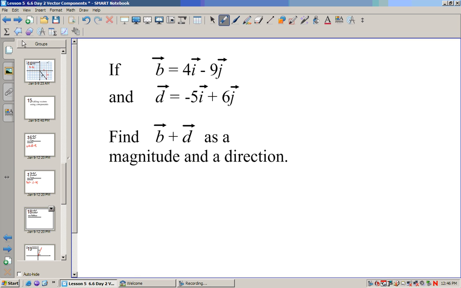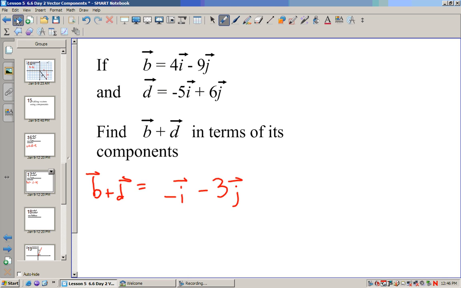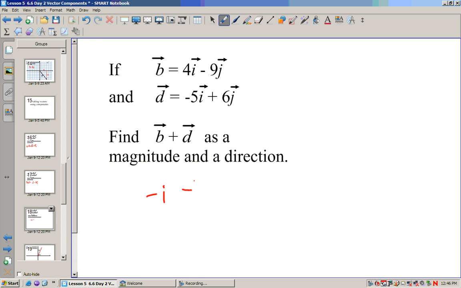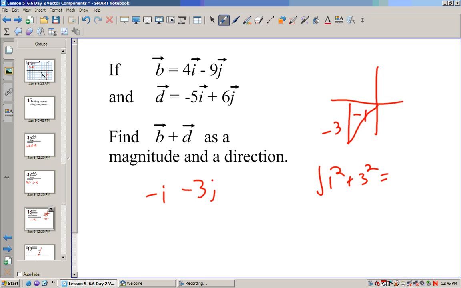Now find b plus d as magnitude and direction. Well, if we look back at this, negative i minus 3j, that means I'm going to the left 1 and then down 3. So we're down here. So the magnitude is going to be 1 squared plus 3 squared and then square root. So the magnitude of b plus d is going to be 1 plus 9, which is 10. So we do the square root of 10.